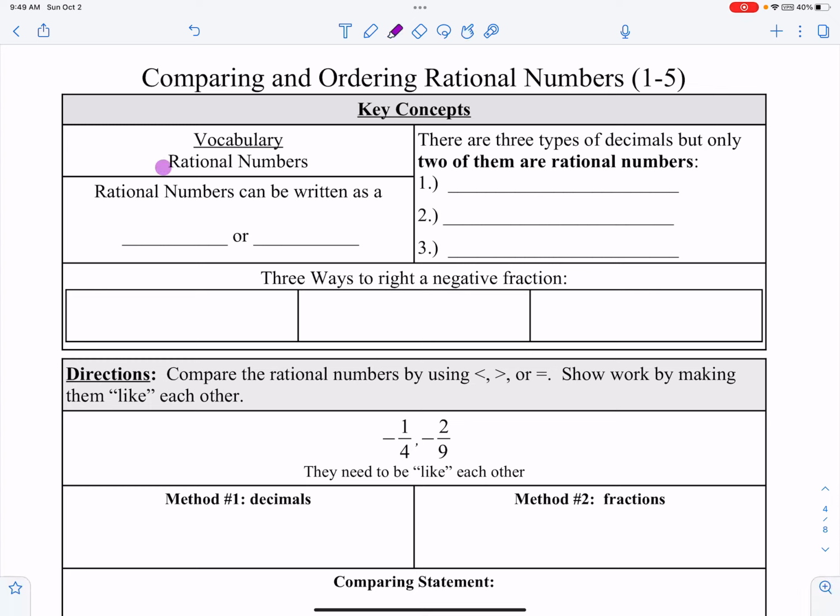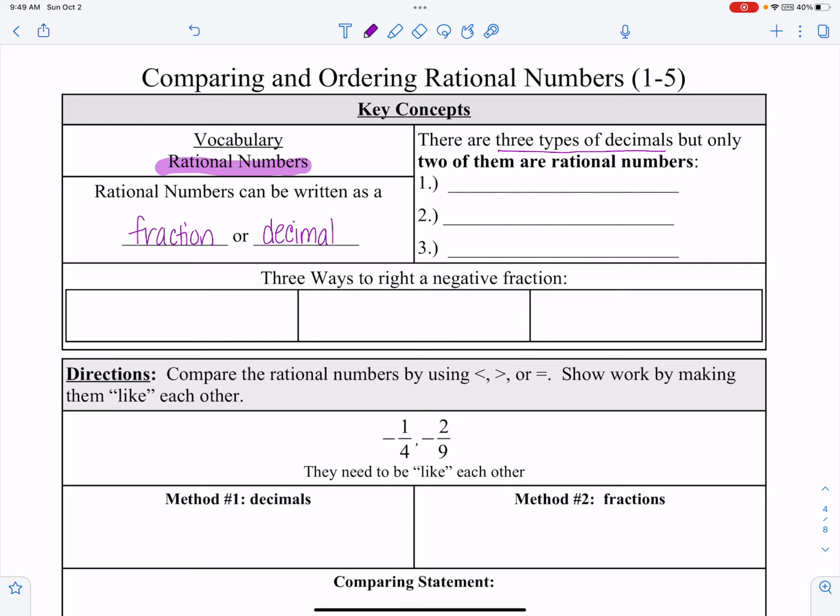Our vocabulary is rational numbers. We've already discussed that. So let's break down what rational numbers are, how they can be written. So rational numbers can be written as a fraction. If you can write it as a fraction, then it's a rational number. They can also be written as a decimal. However, not all decimals are rational numbers. So let's look at the 3 types of decimals and pay close attention to which 2 are rational numbers.